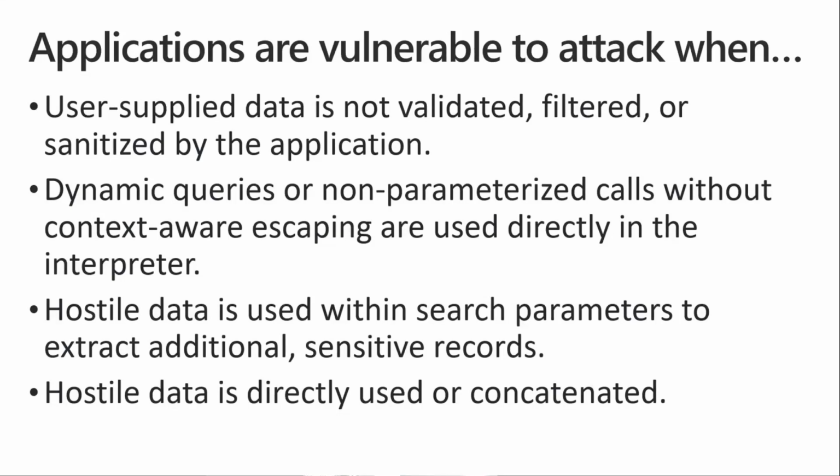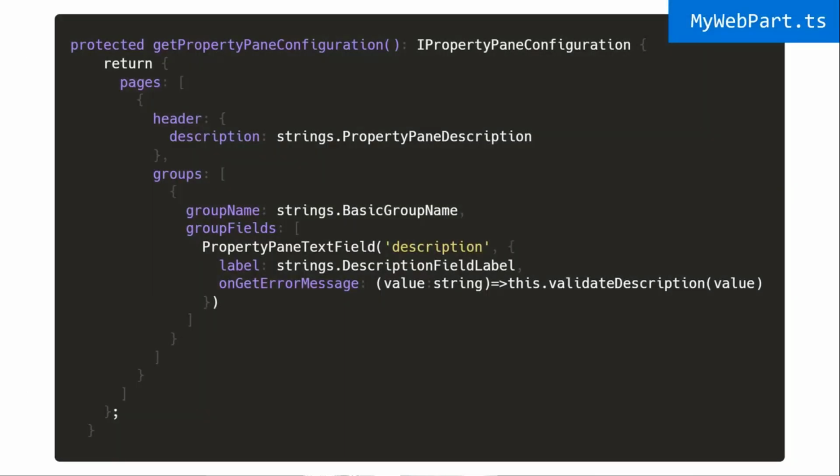Now, how do I do validation of the property pane? If you remember, many sessions ago, we started talking about how you can use the getPropertyPaneConfiguration method to return an array of property pane configuration. And then what we have to do is return the individual property pane text fields that we want to display in the property pane.